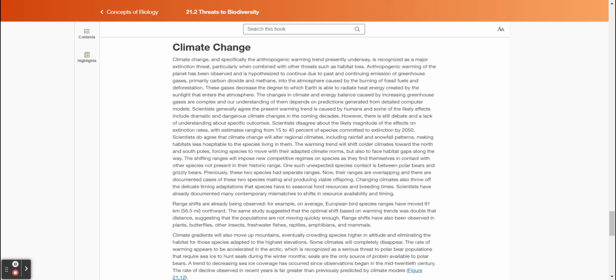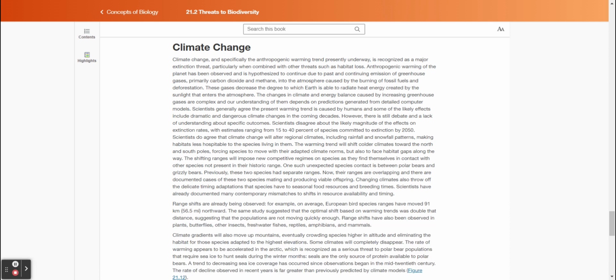The shifting ranges will impose new competitive regimes on species as they find themselves in contact with other species not present in their historic range. One such unexpected species contact is between polar bears and grizzly bears. Previously, these two species had separate ranges. Now, their ranges are overlapping, and there are documented cases of these two species mating and producing viable offspring.